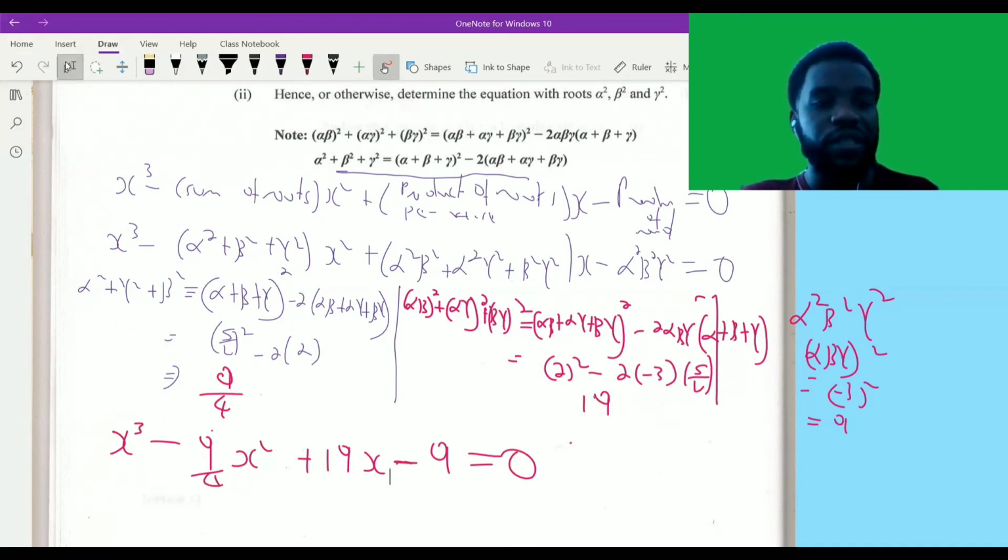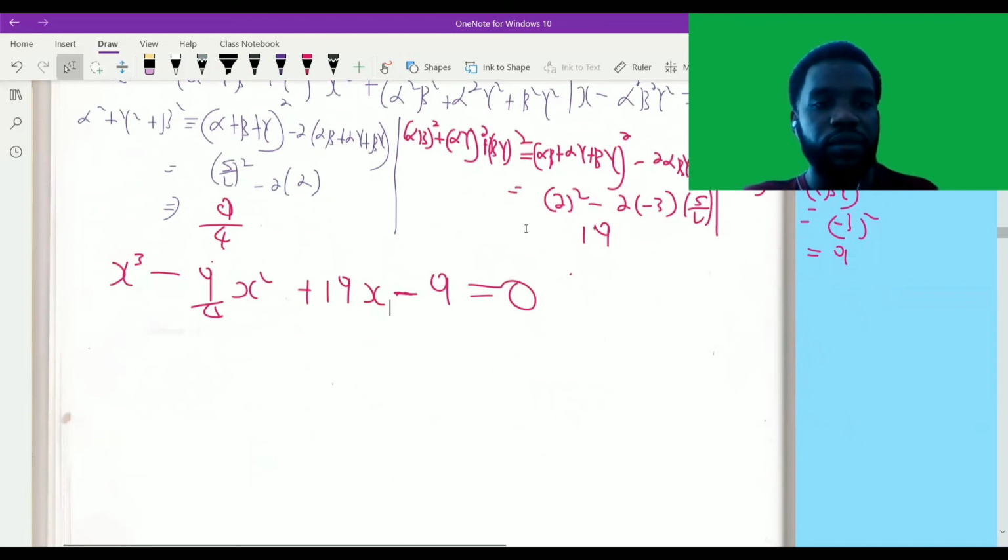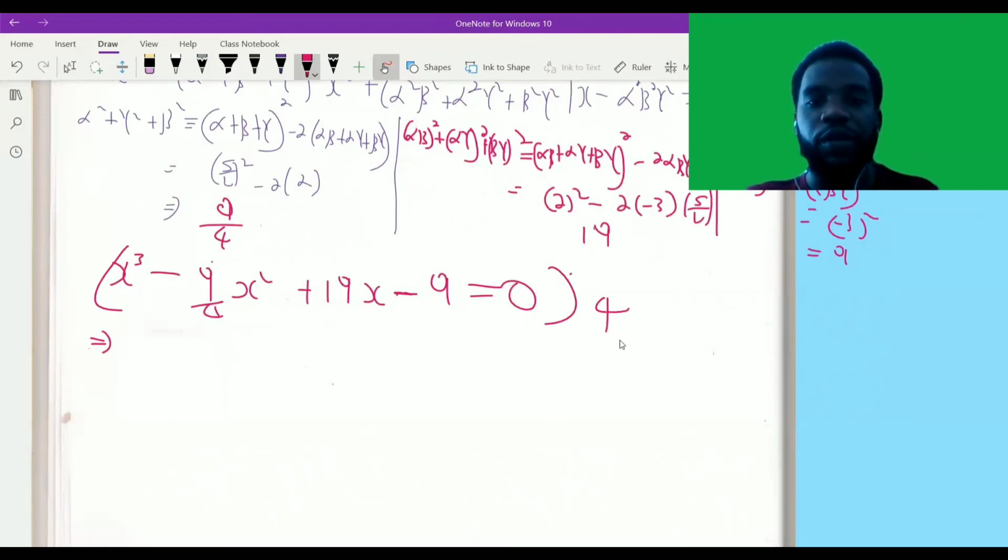Now, this equation seems a bit awkward. What do I mean by that? This equation has denominators, which you don't want. It doesn't look cute. All right, because we want the coefficients to be integers. So we're going to have to multiply everything by 4. So I'm going to bracket all this, and I'm going to multiply it by 4.